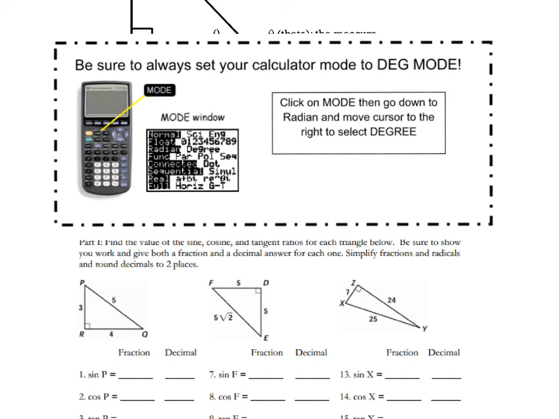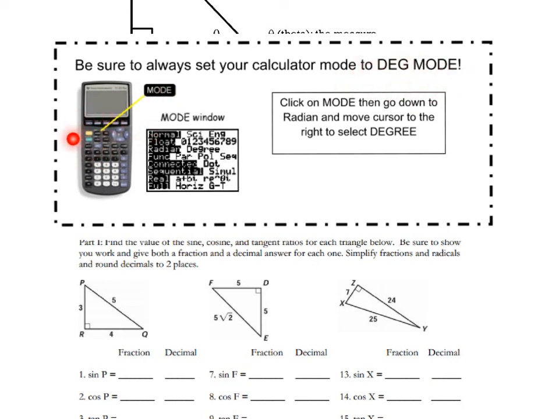All right, guys, so for the next part, you're going to need your calculator to do this. And the number one thing is, anytime you plan on using trig, sine, cosine, tangent, or anything like that, you always want to make sure that your calculator is set to the degree mode, all right?